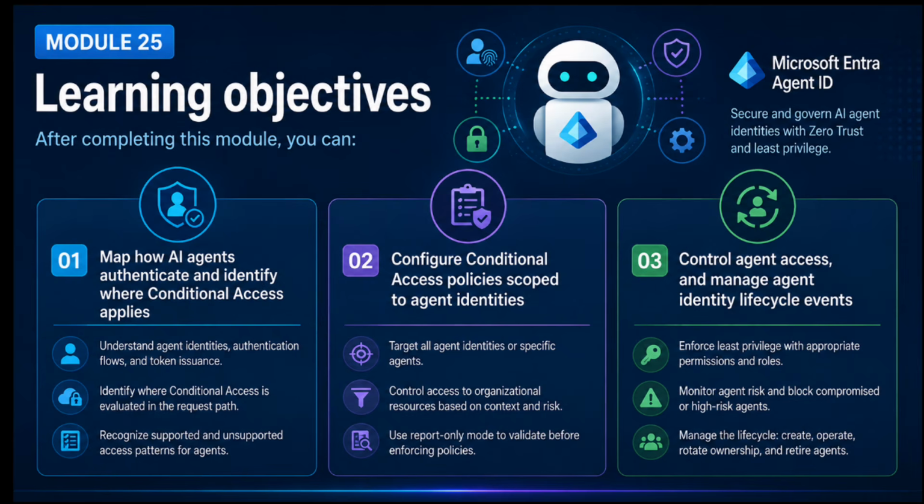At the end of this module, you should be able to, one, map how AI agents authenticate and identify where conditional access applies. Two, configure conditional access policies as scope to agent identities. And three, control agent access and manage agent identity lifecycle events.